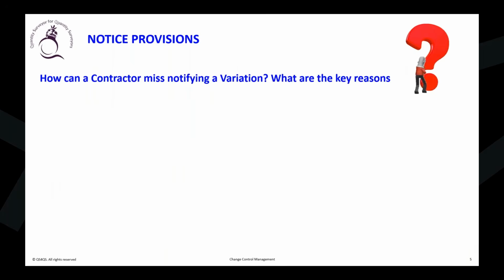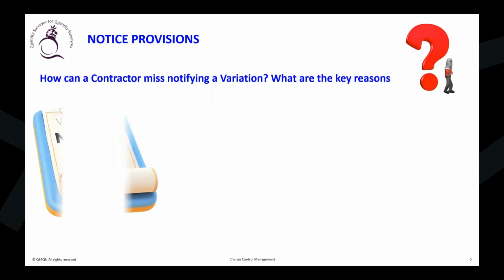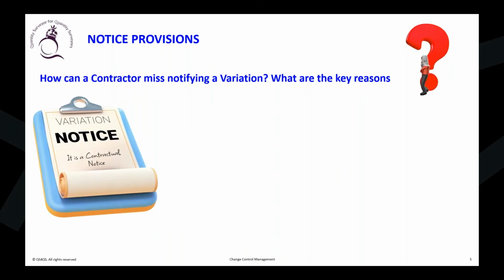So first of all, the notice provision. Now, the contractor must give the notice. But there are situations where the contractor didn't give the notice for the variation. So let me give you some key reasons. If you are the one working for a contractor, you will understand this. One of the reasons may be a root cause for your problem. First problem, you have no idea about your contractual scope of work. That means the original contract standing. But what are the activities you are going to do?